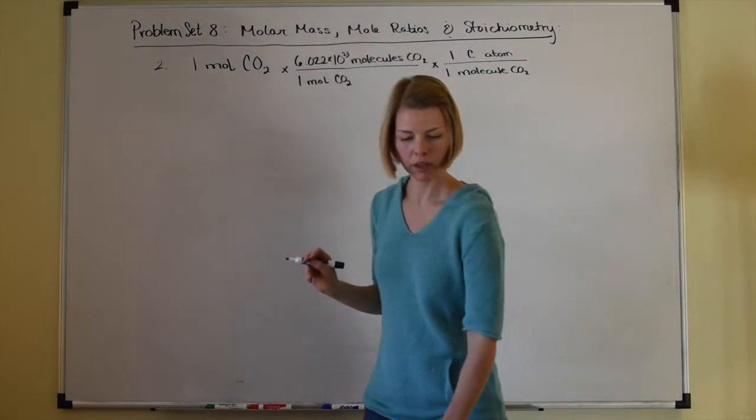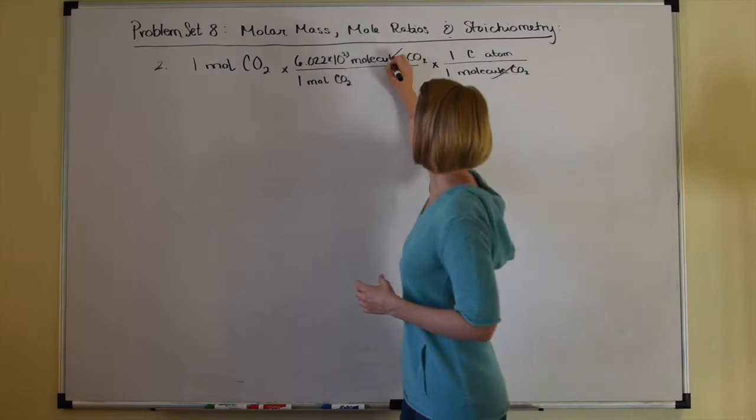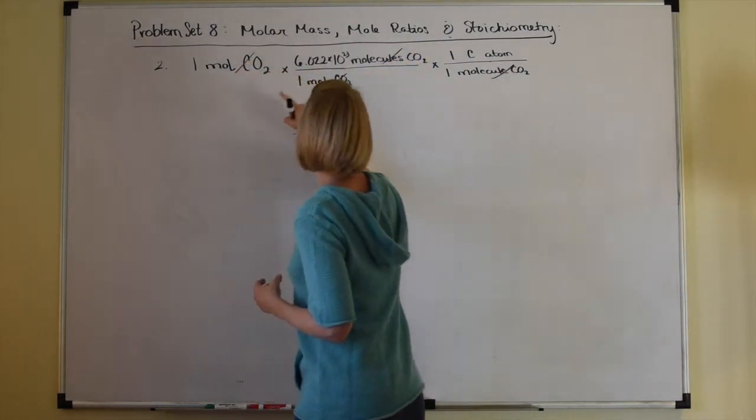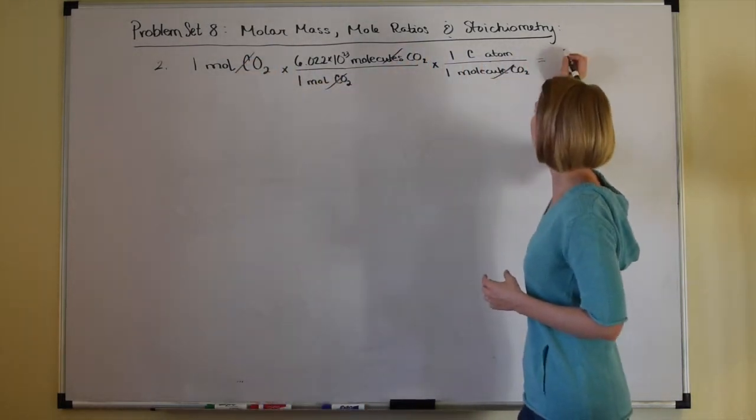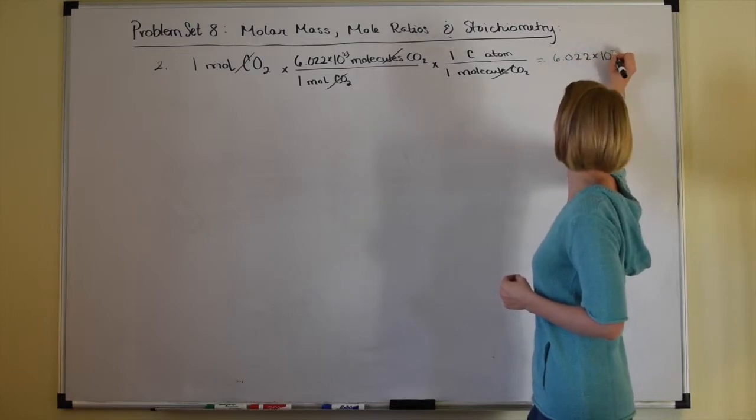Okay. So if you want to know how many atoms of carbon, it's going to be 6.022 times 10 to the 23rd.